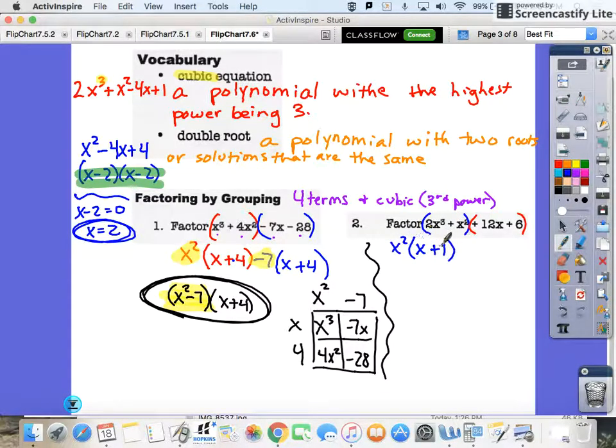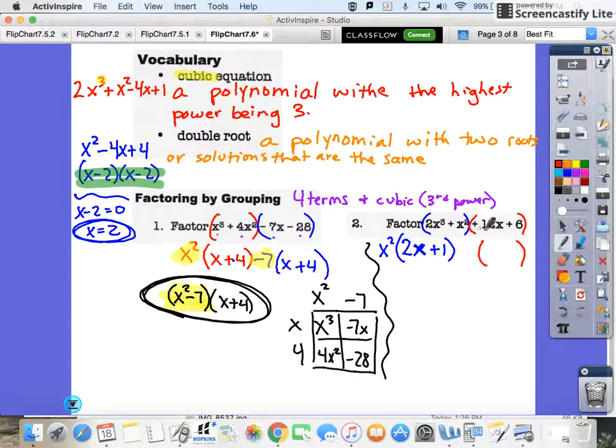If you redistribute this, you end up, oopsie. I lied. We're going to have 2x because we didn't pull out the coefficient. So 2x cubed divided by x squared is 2x. And then x squared divided by x squared is 1. In the red, we want to make sure that our final parentheses match here. We want it to have 2x plus 1.